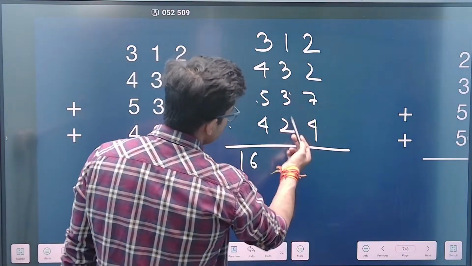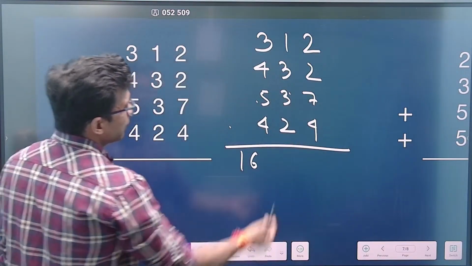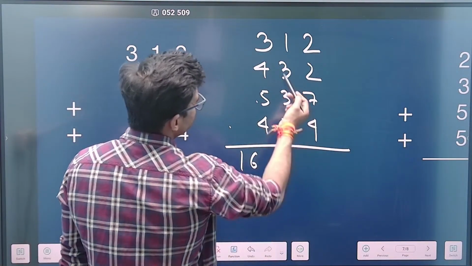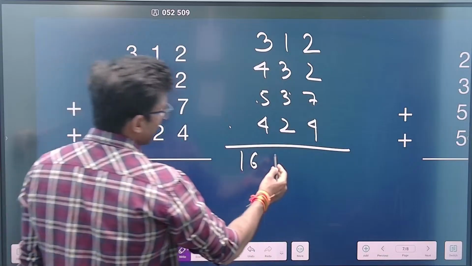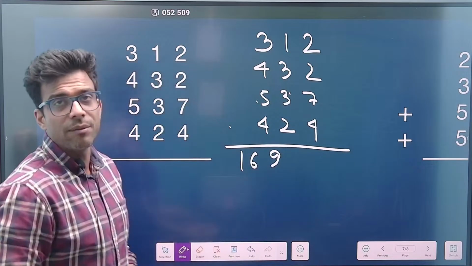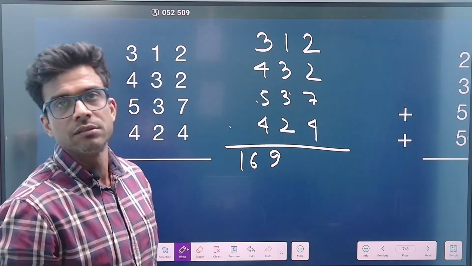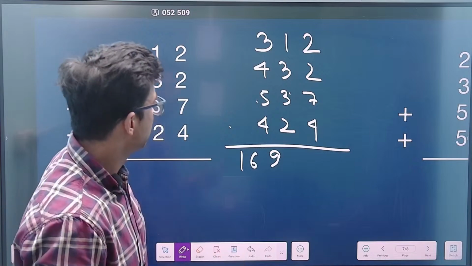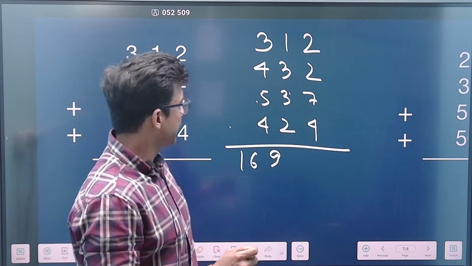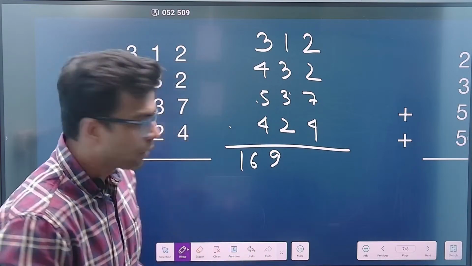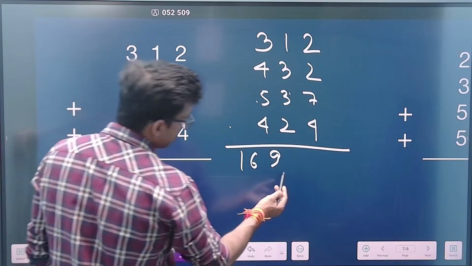Now 3 plus 2 is 5. Correct. 5 plus 3 is 8 and 1 is 9. Correct. So right now I am not getting any carry part. I hope I am not getting any carry. This becomes 9. Okay, fine.